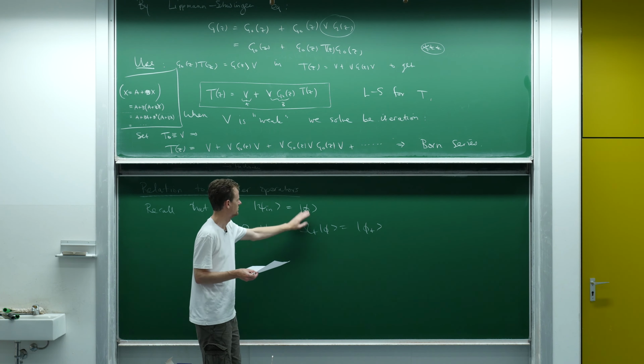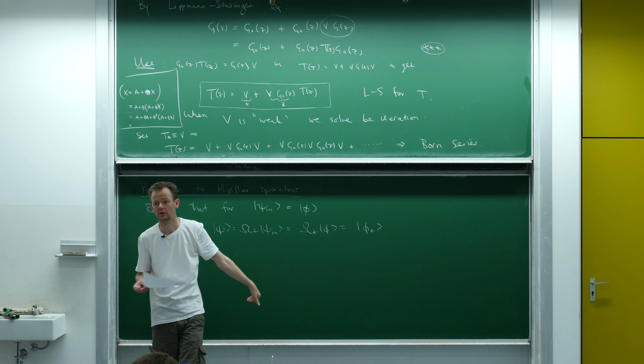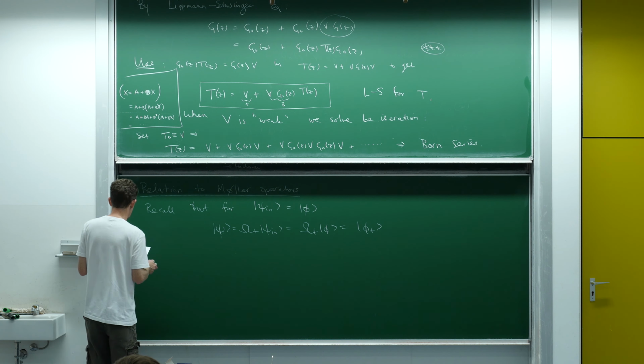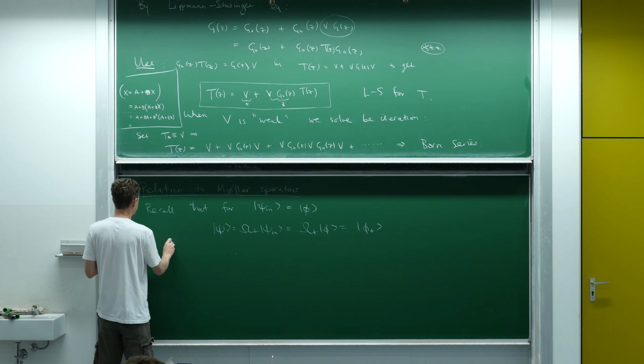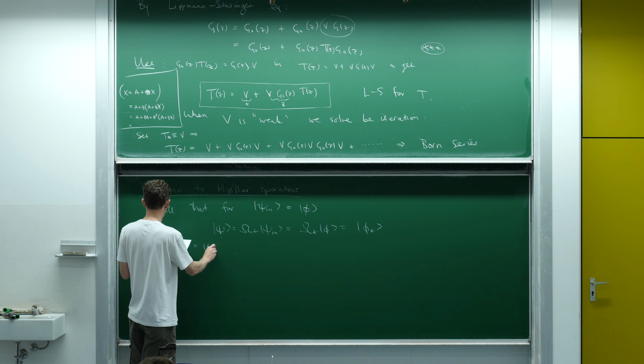So a Møller operator takes a free asymptotic trajectory to an interacting asymptotic trajectory, and similarly for the omega minus.